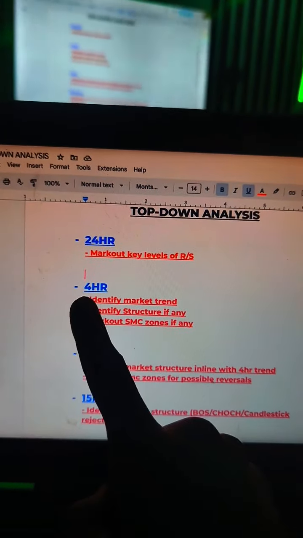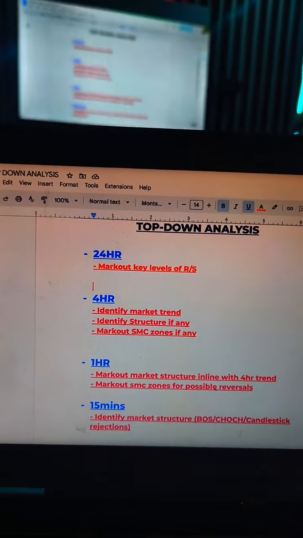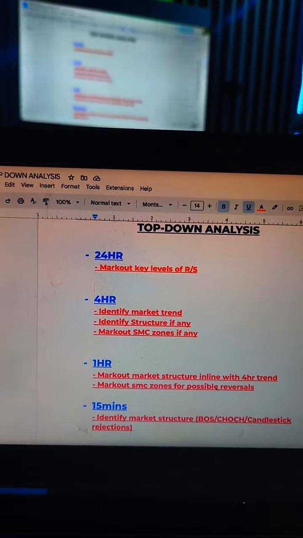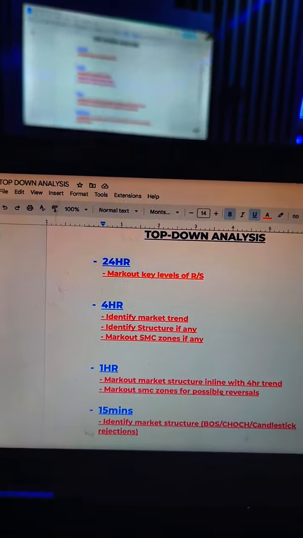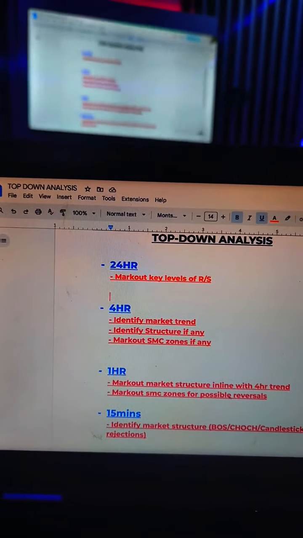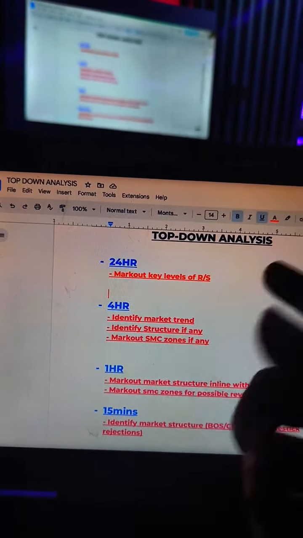Now, go to 4 hour, identify the market trend. Now, the trend is in three phases. Either it's an uptrend, downtrend, or consolidation. Make sure you come to a conclusion on that. On the 4 hour, come to a conclusion. Is this market uptrend? Is this market downtrend? Or is this market consolidation? Then also identify structure if there is any.